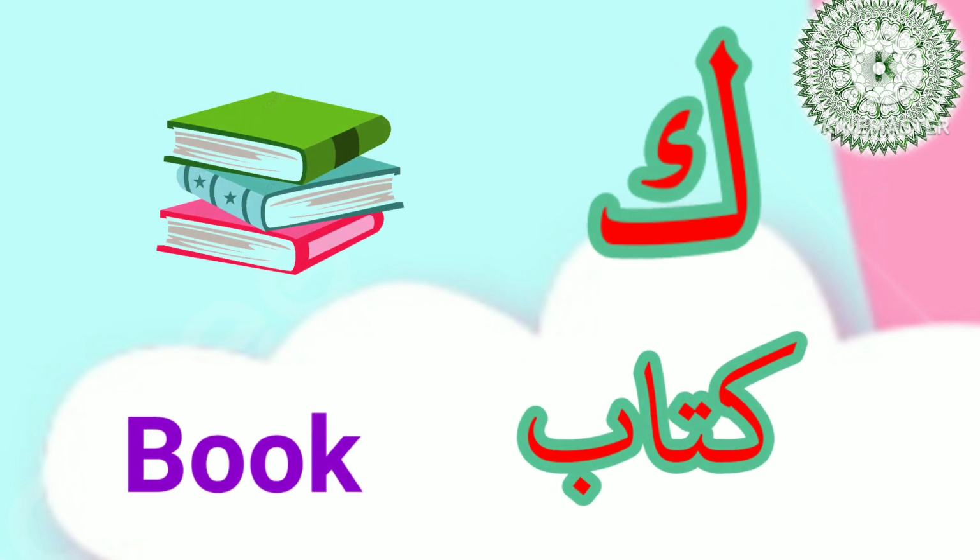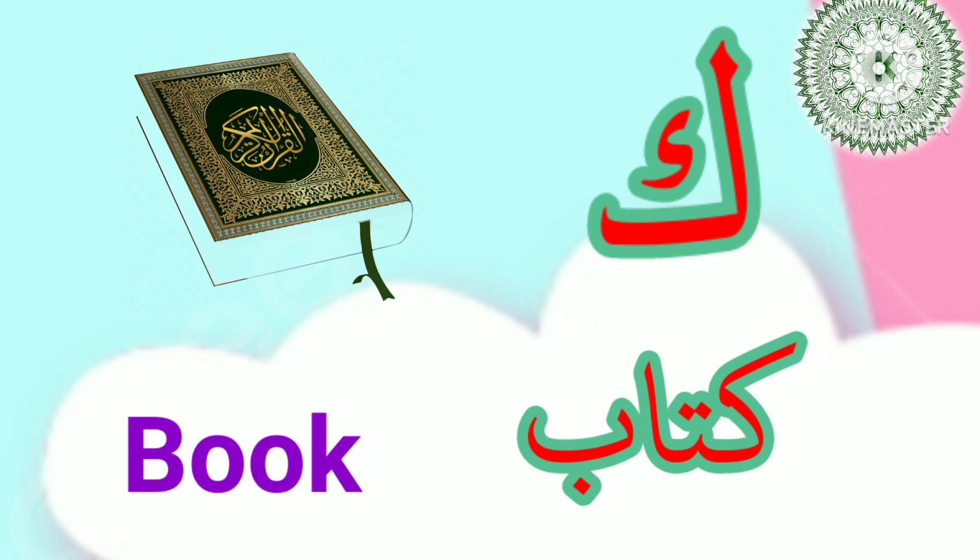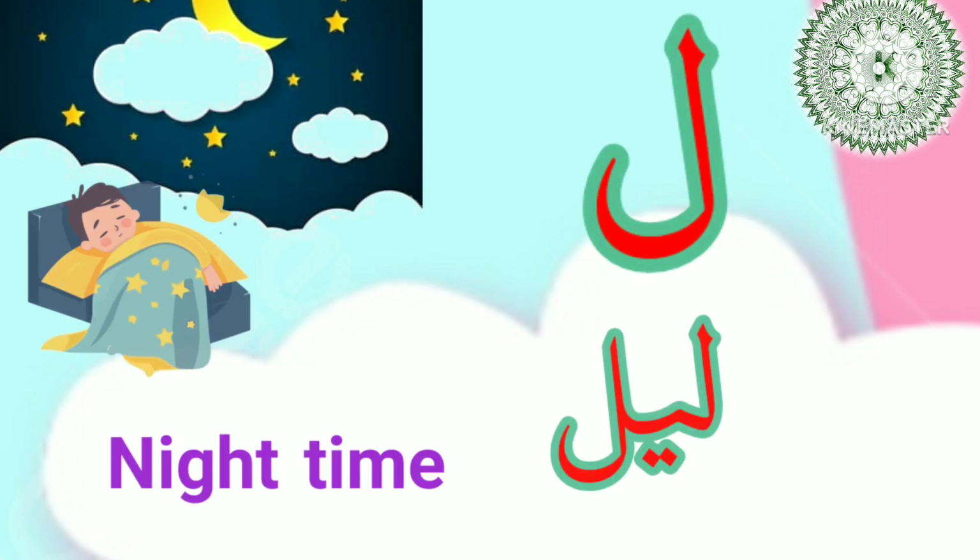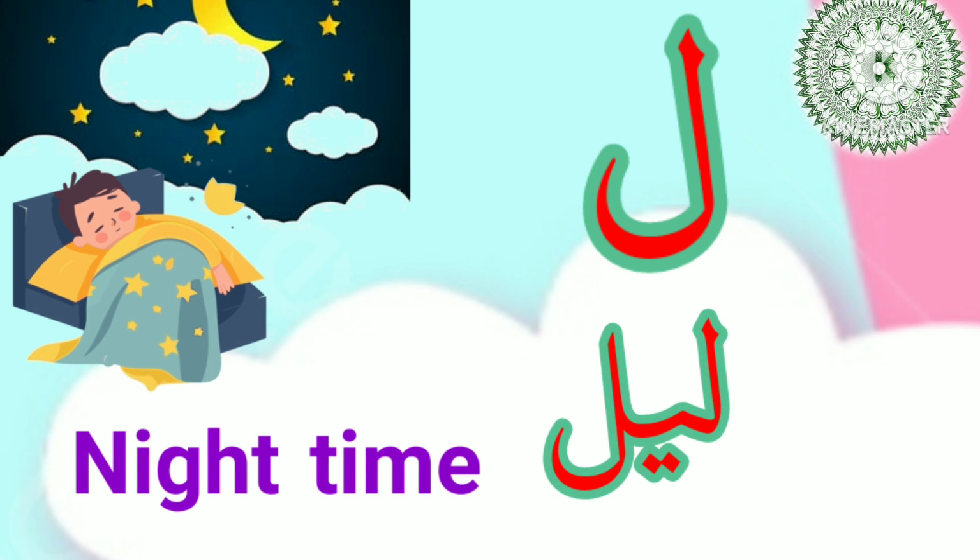Kaf. Kaf is for Kitab. Kitab means book. Quran is the best book of the world. Lam. Lam is for Lail. Lail means night time, the sleeping time of ours.